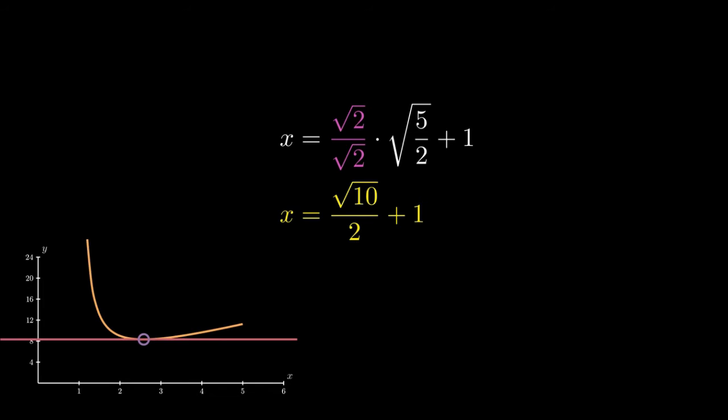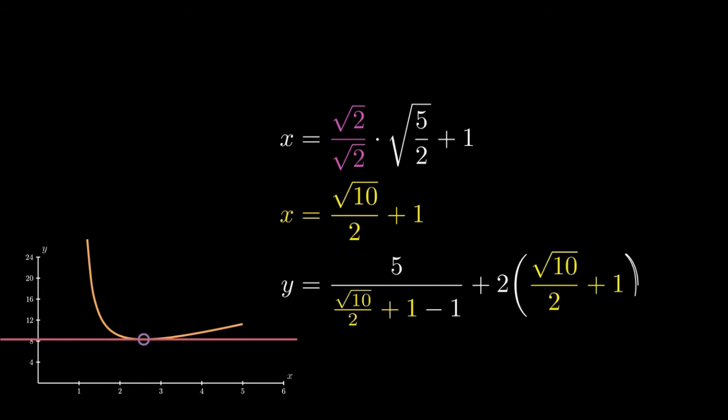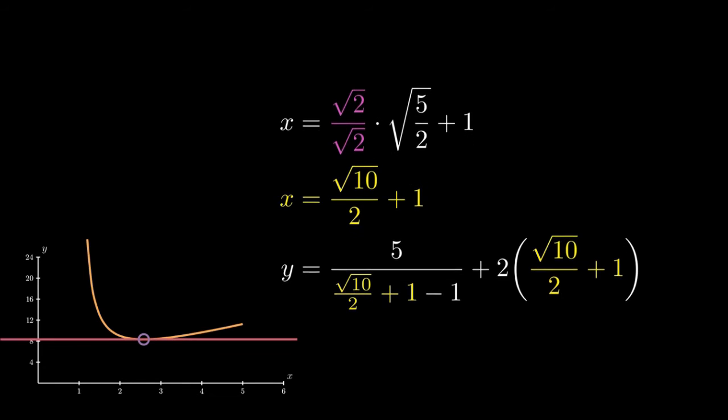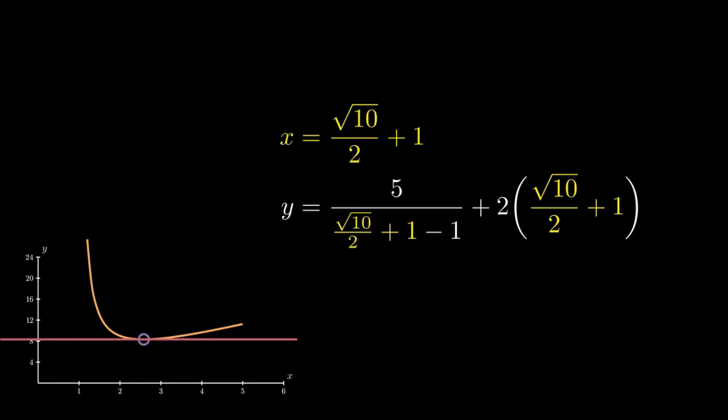Now we plug that in to y, into the function. So all those yellow bits, that's x. All right, so there's y. And we need to simplify that a bit.